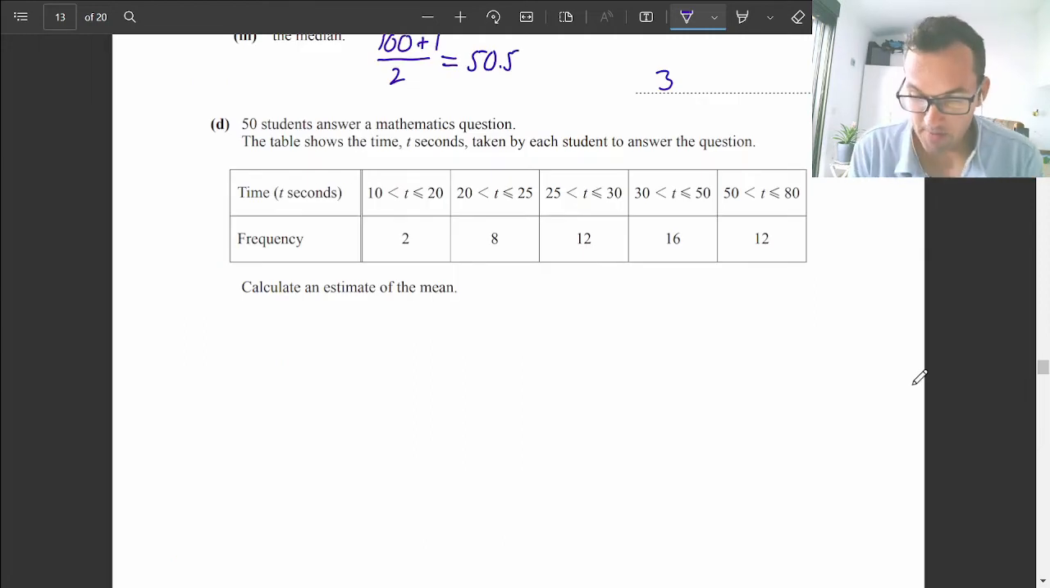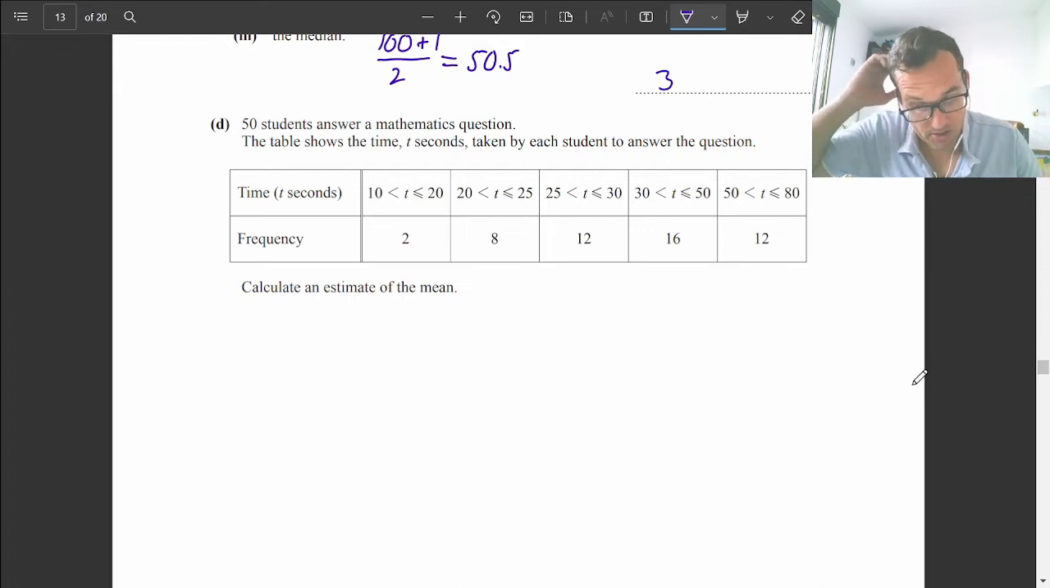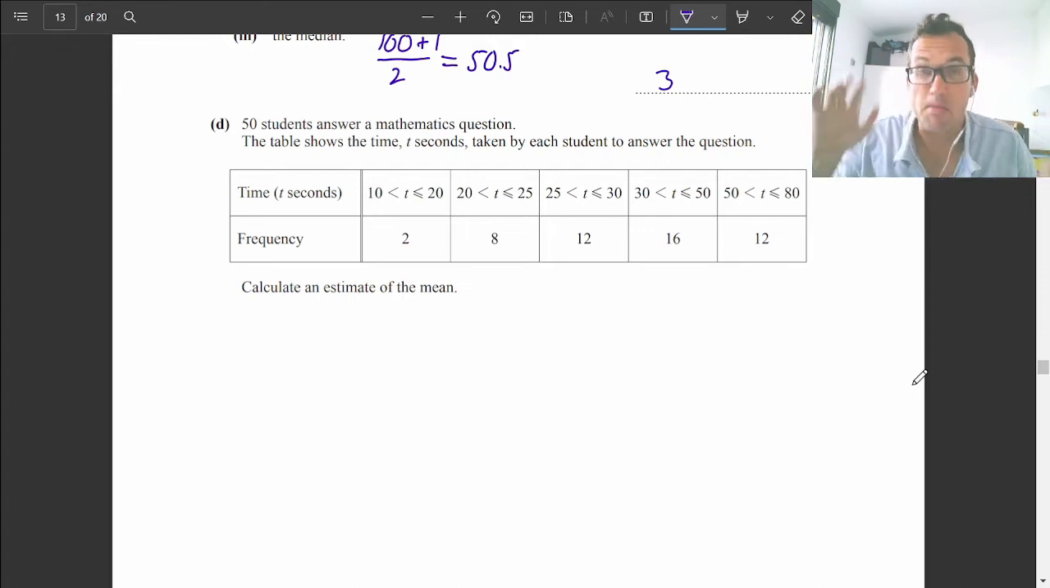Question 8D. Now we got 50 students who answered a mathematics question, and the time shows how long it took for them to complete it. Again, when you understand what the table shows, 2 students, they were the quickest, took between 10 and 20 seconds to finish this question, and at the far end there were 12 students who took between 50 and 80 minutes to finish it. This time it's the mean.